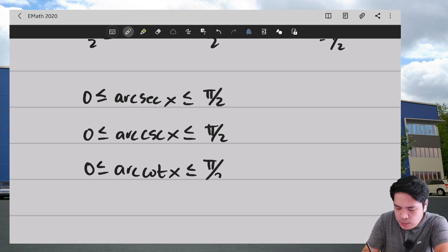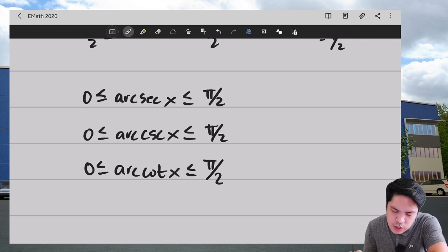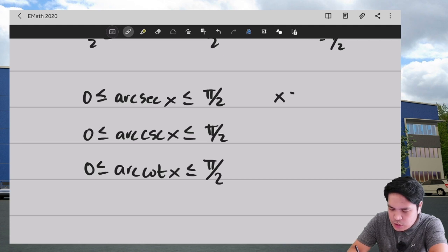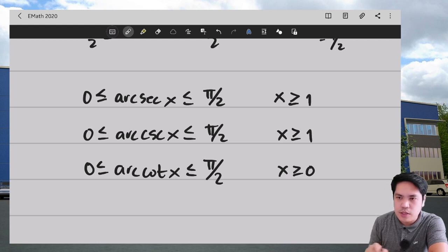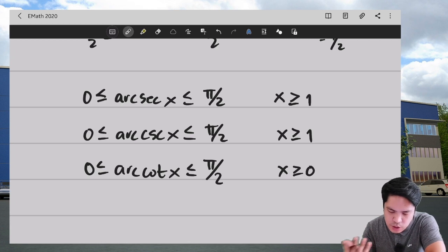But, may restriction din tayo sa value of x. So, first, sa secant, x should not be less than 1. So, x should be greater than or equal to 1. As well as sa arccosecant, x should be greater than or equal to 1. And sa cotangent naman, x should not be negative. So, that's greater than or equal to 0. So, ito yung mga restriction natin sa inverse trigonometric function for the reciprocals.